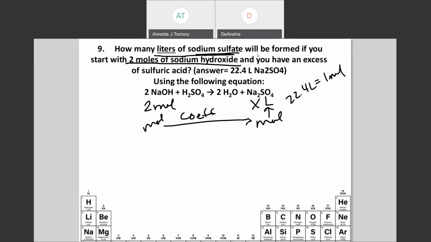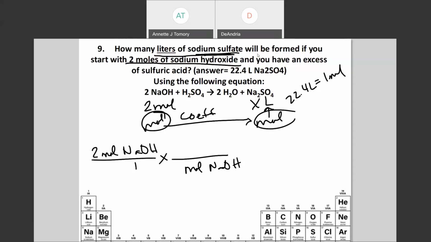Okay. All right, so do we have everything we need to solve the problem? Yes. All right, so what's the first line? What's the first fraction? 2 moles of NaOH over 1. Okay, I have moles of NaOH on the top. What do I put on the bottom? The next one. Moles of NaOH. All right, if I'm looking at my plan, I am right here. I'm trying to get over to Na2SO4. What do I use to do that? The coefficient. What's the coefficient of NaOH? 2.